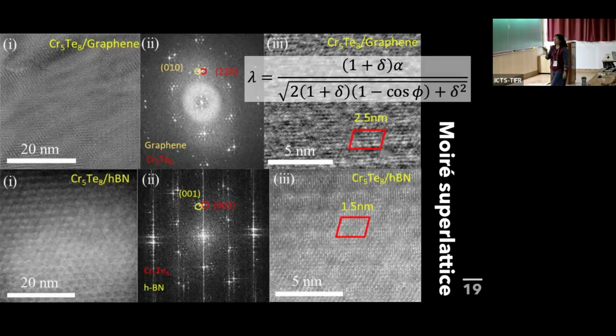Similarly, we have also calculated this for the case of HBN, and in the case of HBN also we see that it matches well with the moire pattern formed in real space. So this confirms that even though you have a very large lattice misfit, the growth is basically happening along a certain commensurate direction.